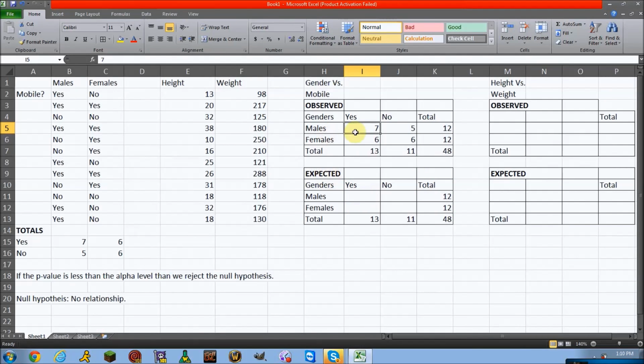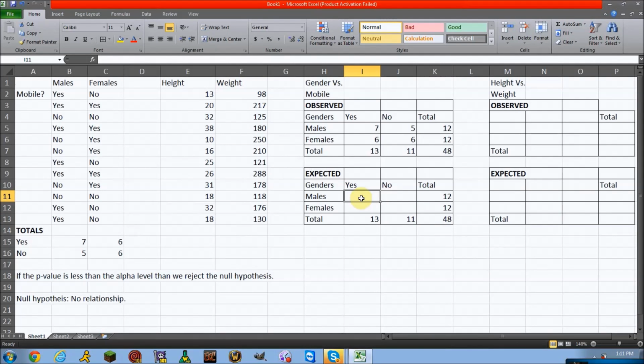So now you paste your data into your expected values table, and you erase your data values for yes and no. Now to find your expected values, the formula states this. You need to multiply your column total times the row total for that cell divided by the grand total. So let me show you.